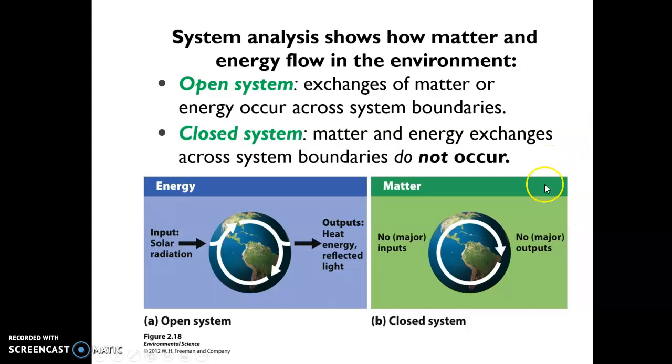We say it cycles. So it might be in, let's say, carbon dioxide and water form, and rearrange and come out as glucose and oxygen. But all of that is cycling within the Earth and its atmosphere within one system.